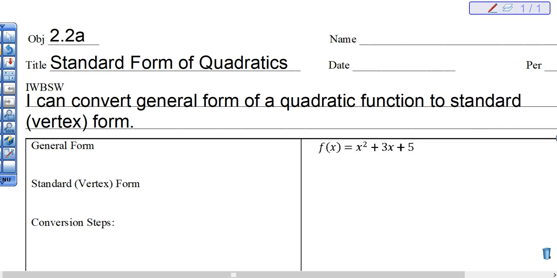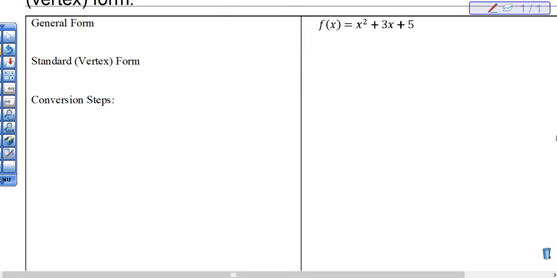Your objective: you will be successful when you can convert the general form of a quadratic function into standard, also known as vertex form. It's a lot more friendly for graphing. So we're going to talk about that. It does take some practice. You do have to be patient, but it does have its uses. So let's start off with what the general form of a quadratic function is.